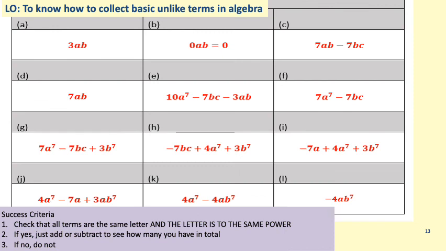And here are your answers. So funnily enough, the one I underlined actually stayed as it was. Because the a to the power 7, there's no other a's to the power 7 in here. The bc, there's no others of them. And the ab, there's no others of them. So that couldn't be simplified.